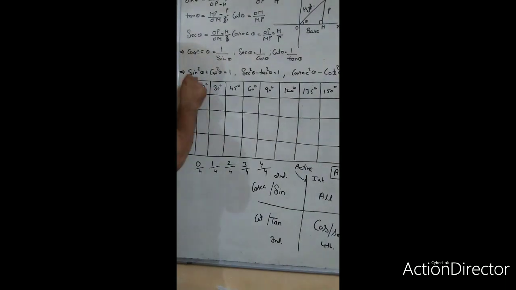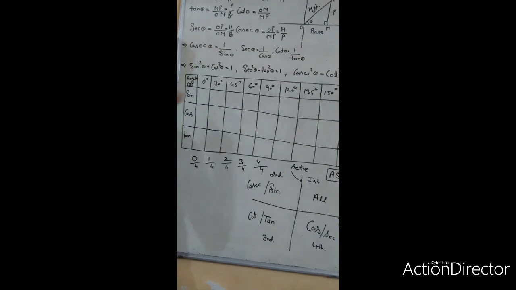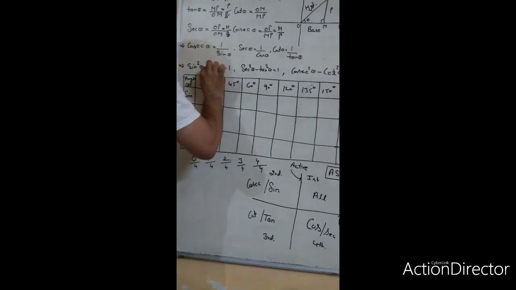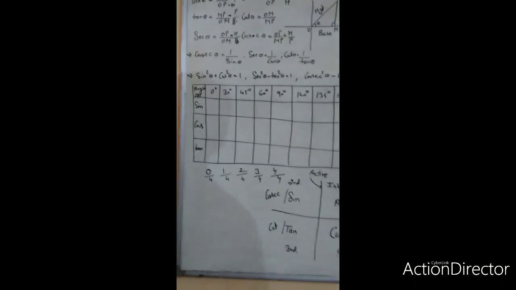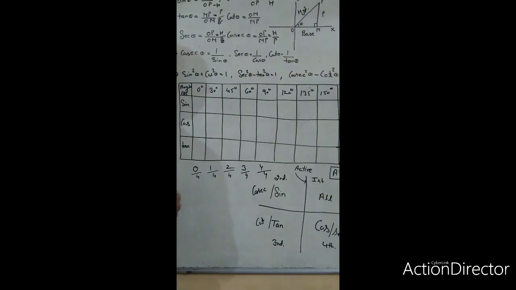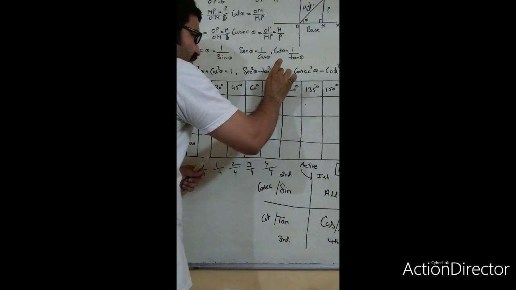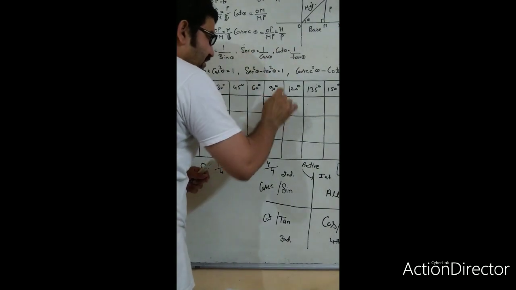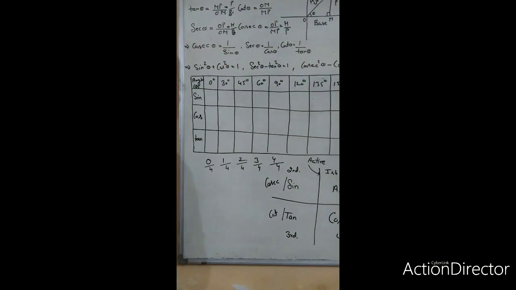The first relation is sin square theta plus cos square theta is always 1. If we take cos square theta to the other side, 1 minus cos square theta will be sin square theta. That formula is also usable. Second, sec square theta minus tan square theta is equal to 1. So if we take 1 to the other side, 1 plus tan square theta will be sec square theta.